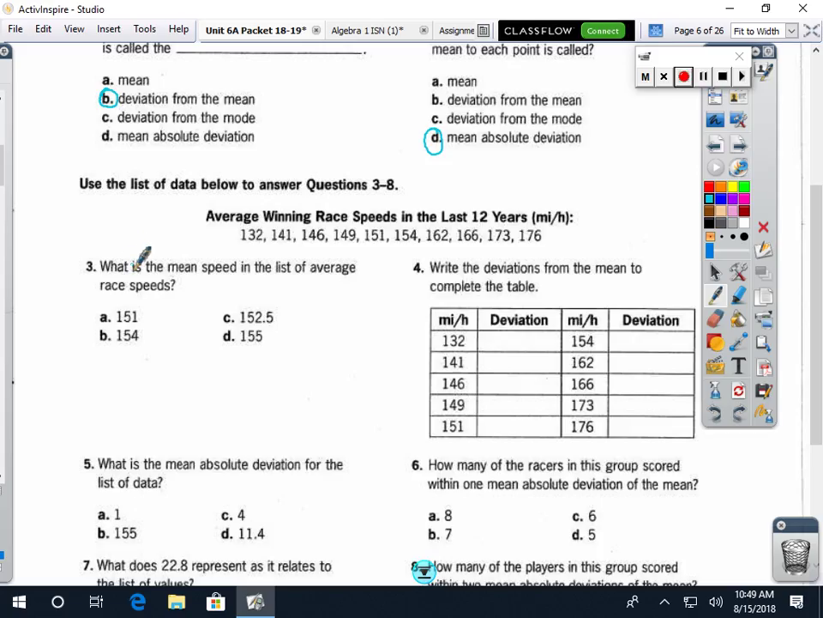Question 3 says, what is the mean speed in the list of average race speeds? Right, so what's this question wanting you to do? Just the mean. Okay, all they want for this question is just the mean. So you add them all up and divide by how many there are. So go ahead and do that.